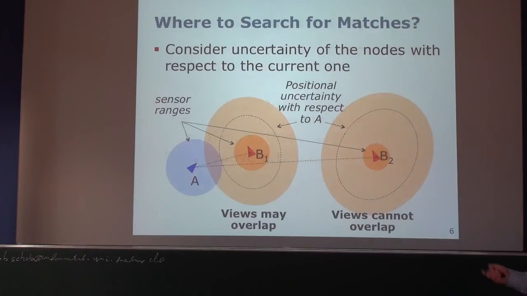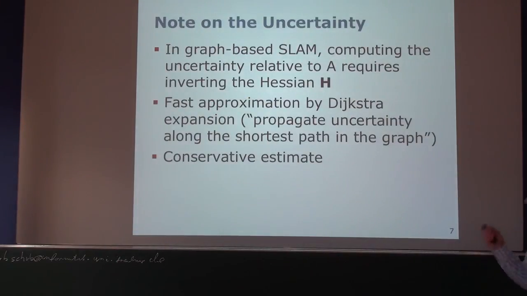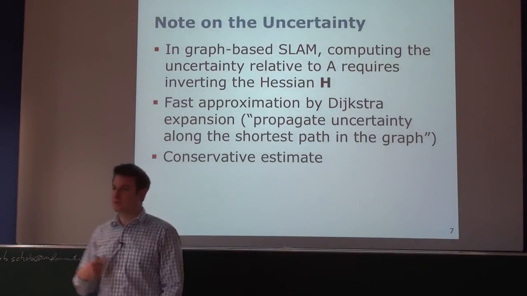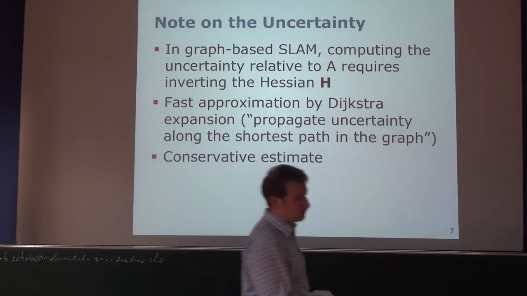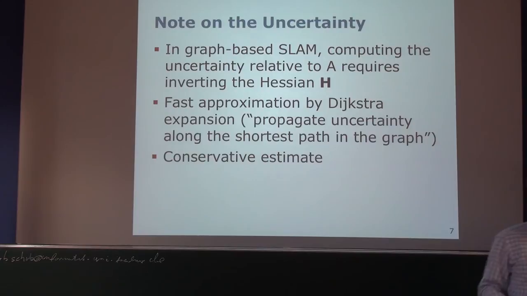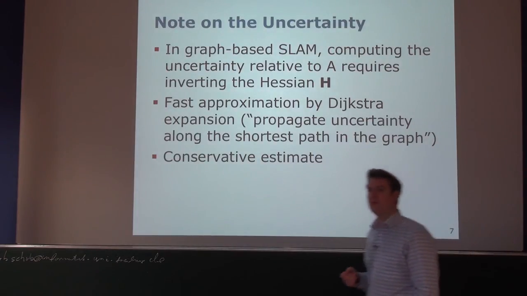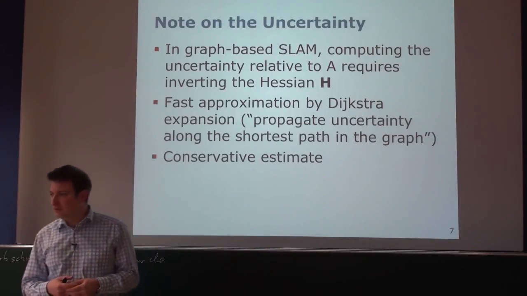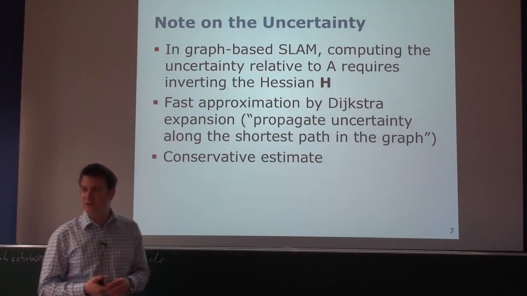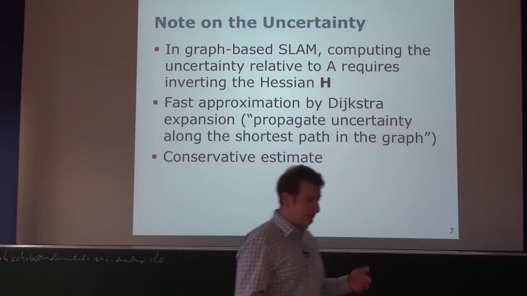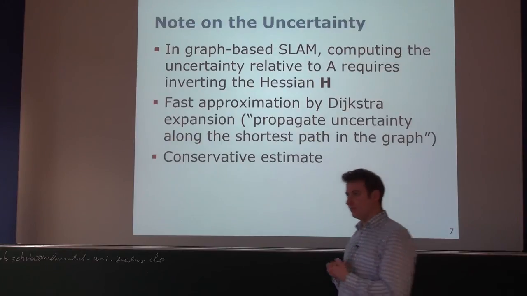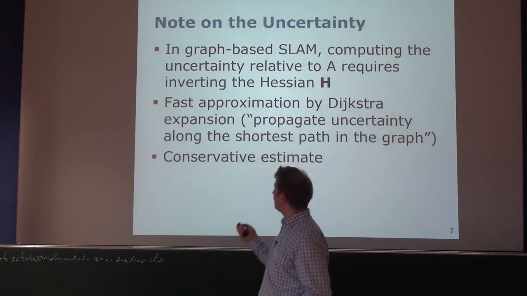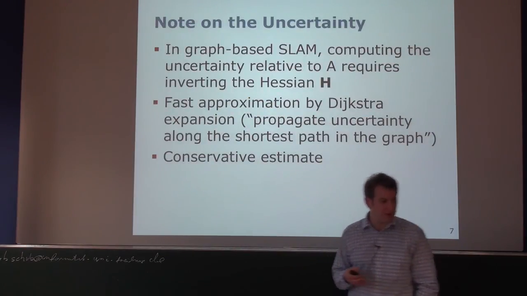Okay, how to obtain the uncertainty? So how do I compute this uncertainty? I said I can do that by estimating the uncertainty relative to the current pose of the robot, which was indicated with A, which I can obtain by inverting the Hessian. The problem is that inverting the Hessian in practice is a pretty expensive operation. So you want to try to avoid inverting this large matrix. What most systems in practice do is an approximation: they simply ignore the loop closures for the moment, just for estimating the uncertainty, and you just do what is also called a Dijkstra expansion.